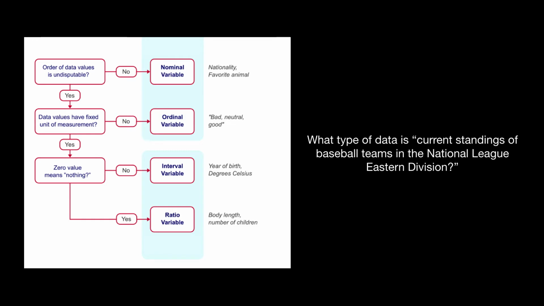What type of data is the current standings of baseball teams in the National League Eastern Division? Well, the order of the data is once again indisputable. If the Mets are in first and the Cardinals are in second and so forth, first, second, third, fourth, these are actually indisputable. We can actually determine the order. Now, do the data values have fixed units of measurement? The standings in the National League East are just a list of data values. That does not have any units of measurement. It's just an ordering in terms of which team is first, which team is second, which team is third. That is an ordinal variable.